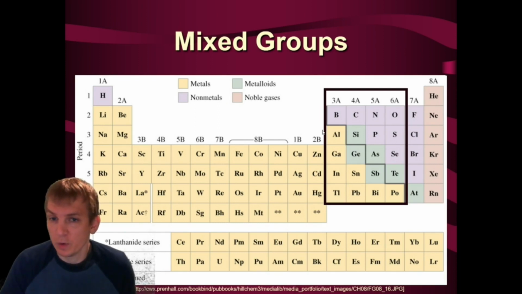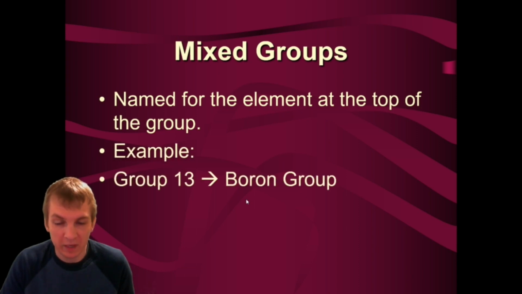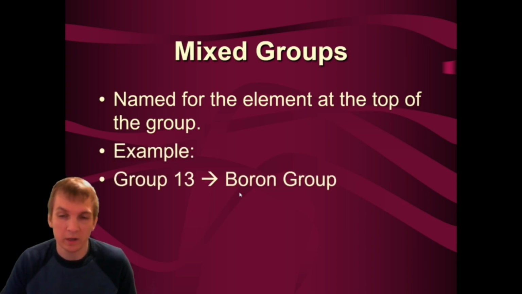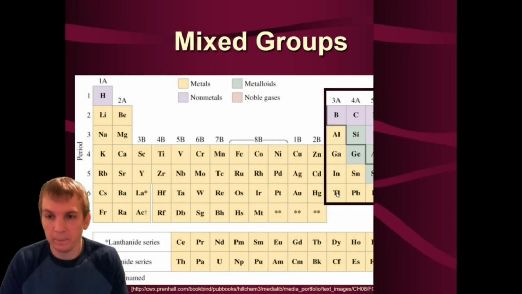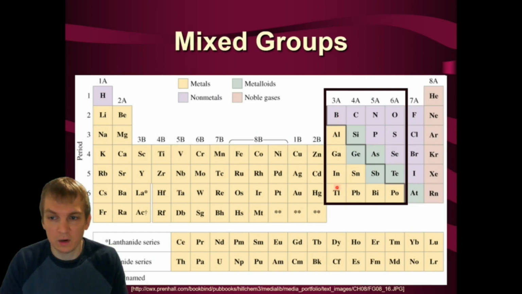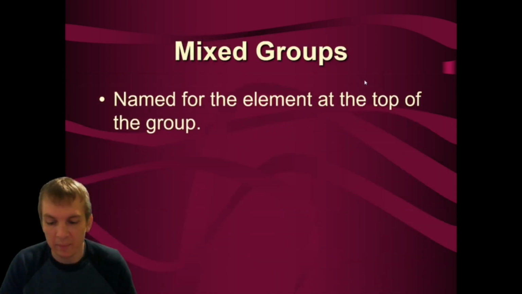Okay, so the mixed groups, they are named after the element that's actually at the top of the group. So for example, group 13 is the boron group because boron is going to be the element that's on top. So if we go back to this periodic table, here's boron. This entire column is called the boron group. This group over here is called the carbon group. This group is called the nitrogen group, and you could probably guess this group over here is called the oxygen group. So very simple naming. We would just call them by what the element on top is.